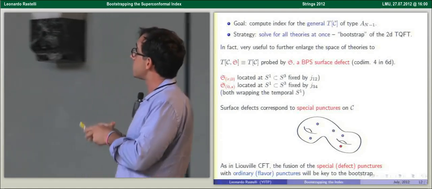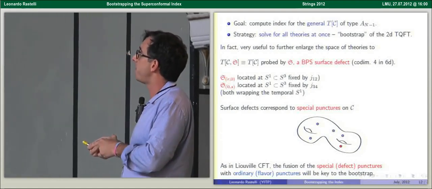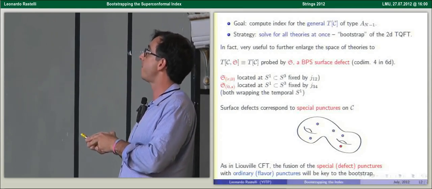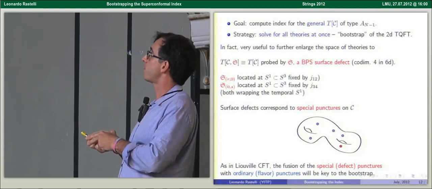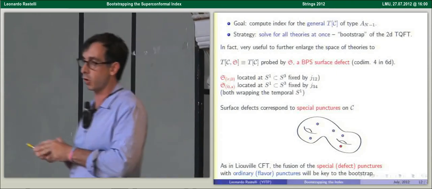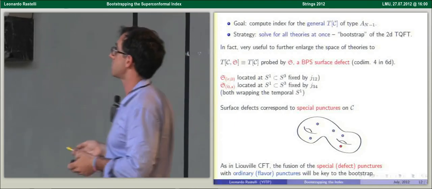And so the reason why this is a useful step to do is inspired by Liouville theory, where it's known that introducing degenerate punctures, the degenerate operator in Liouville, is key to the bootstrap. This is the trick used by Teschner to recover the 3-point Liouville structure constants.